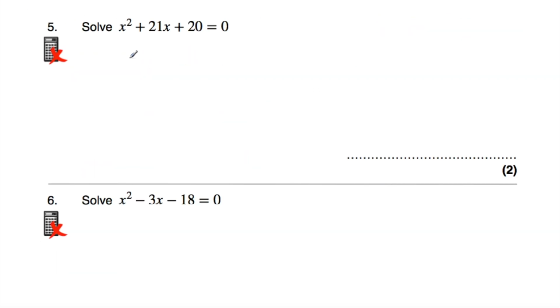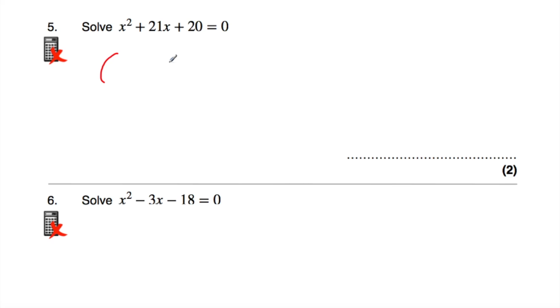So question number 5, we've been asked to solve x squared plus 21x plus 20 equals 0. So to solve this quadratic equation, we're going to want to factorize the quadratic on the left-hand side, get our two brackets, and then find when those brackets will be equal to 0. And then there'll be our two solutions, because obviously if two things times together to be 0, one or both of them are equal to 0. Okay, so let's start up by factorizing this quadratic.